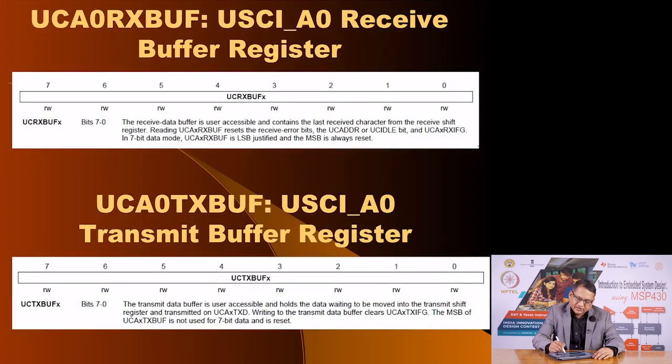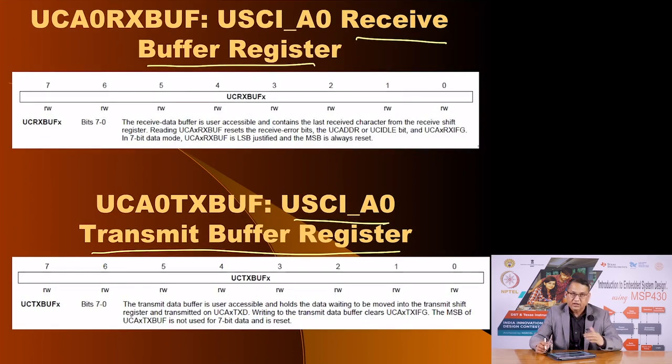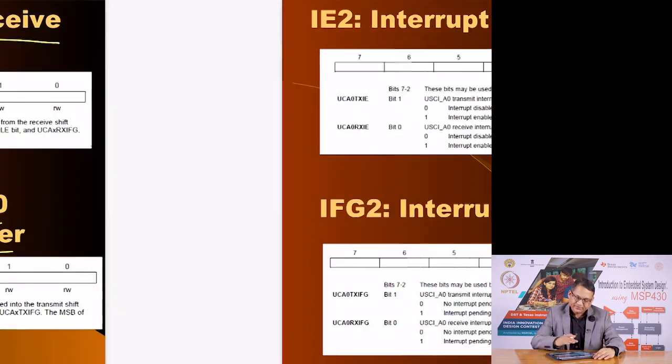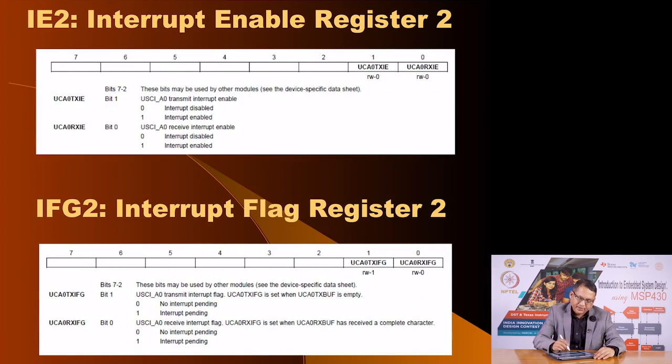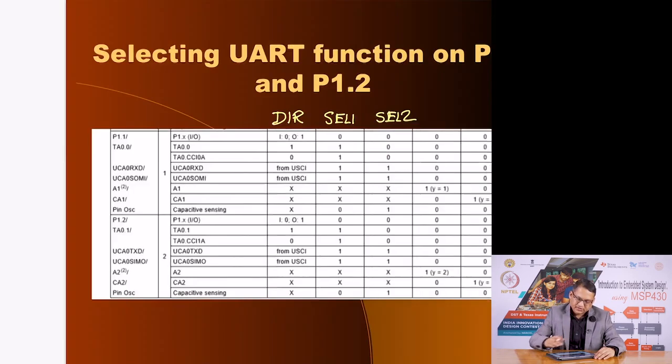Then these are the receive buffer and the transmit buffer registers, so that you can receive and transmit data. These are the two registers in which you are going to write data for transmission and you are going to read that register whenever serial data is received. You have the interrupt enable register 2 and interrupt flag register 2. You can disable or enable those interrupts through these registers.